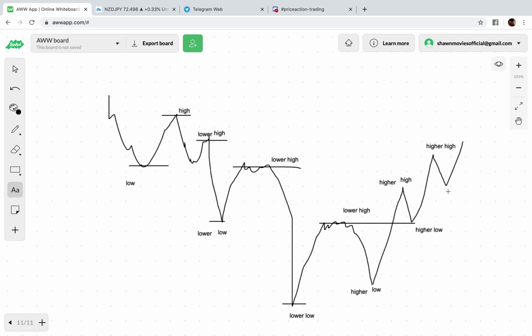Higher high. Same thing right here. This is a higher low. Let's say price goes up here and then reverses. We can say that's a higher high. And price is going to keep doing this over and over until it breaks out of this little pattern.